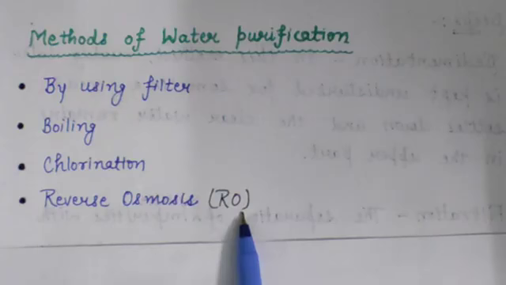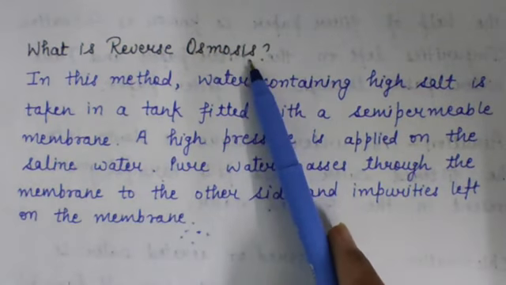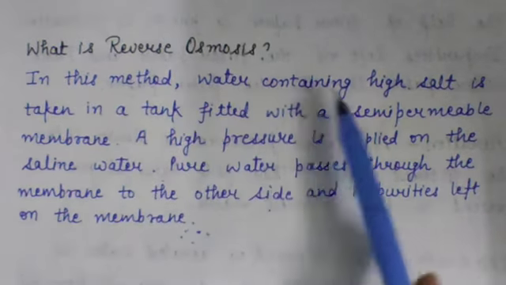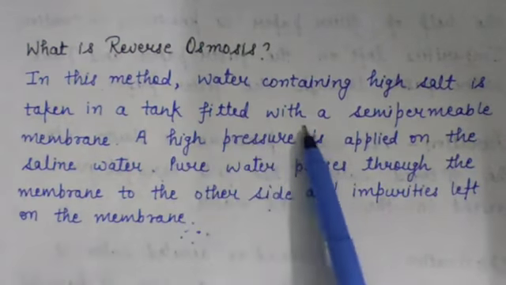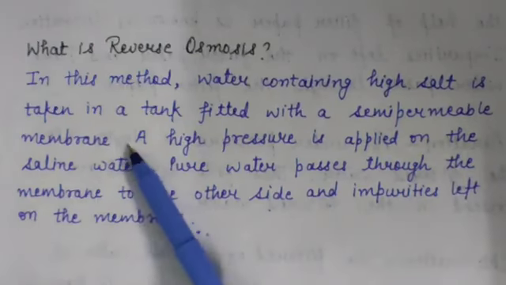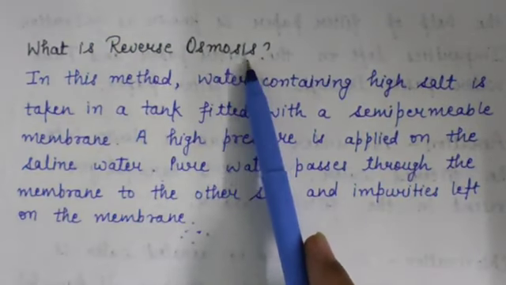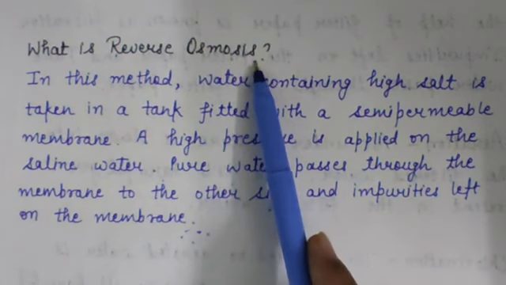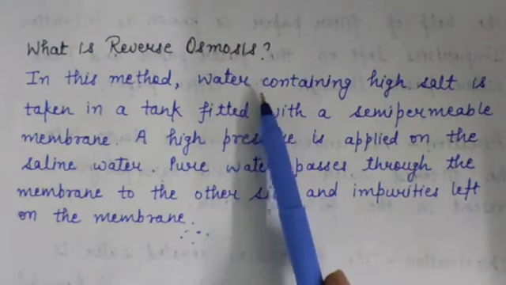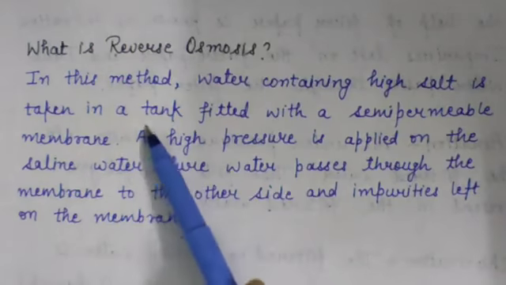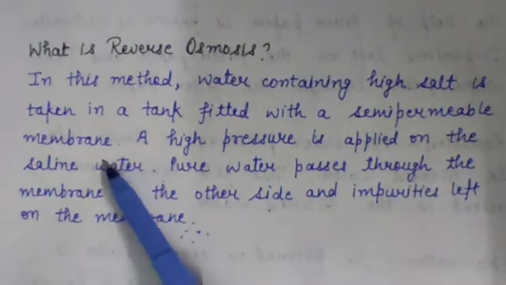But how does it work? In this method, water containing high salt is taken in a tank fitted with a semi-permeable membrane. See, by RO or reverse osmosis, we can also purify the salty water. So, what is the procedure for purifying the water? First of all, take salty water in a tank, okay, and there is a semi-permeable membrane fitted in the tank.